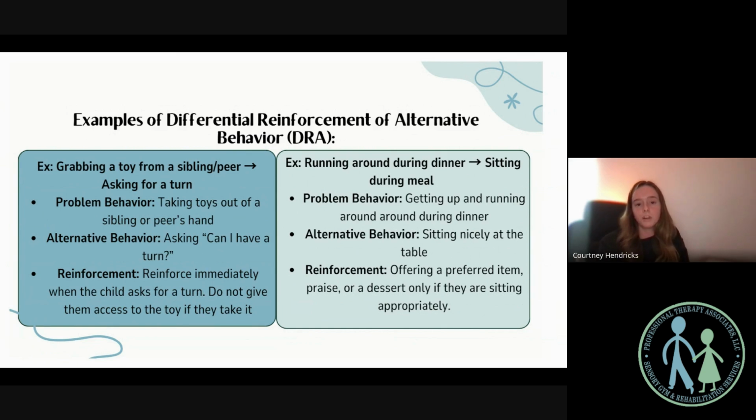Another example would be running around during dinner or sitting during a meal. Problem behavior is getting up and running around during dinner. Alternative behavior would be sitting nicely at the table. And then reinforcement would be offering a preferred item, praise, or a dessert only if they're sitting appropriately.